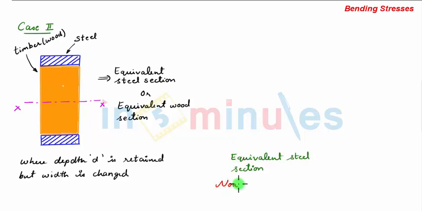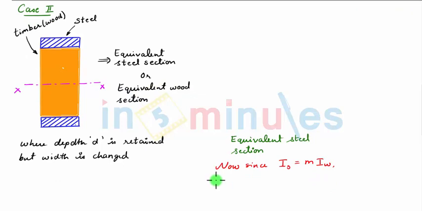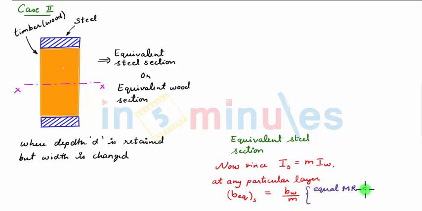Now since the moment of inertia of steel is equal to m times the moment of inertia of wood, at any particular layer, the width of the equivalent steel section will be equal to the width of the wood section divided by m. This is so as to have equal moment of resistance of the equivalent steel section.